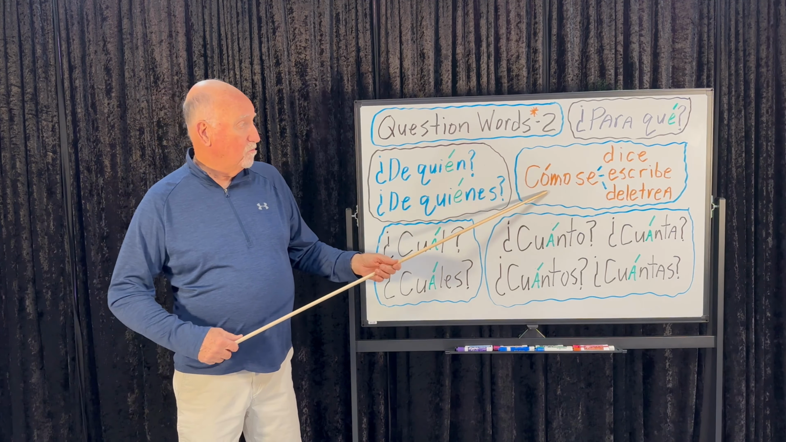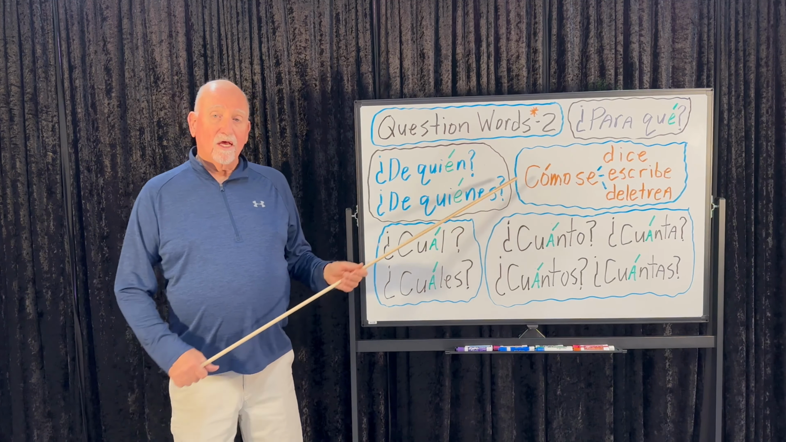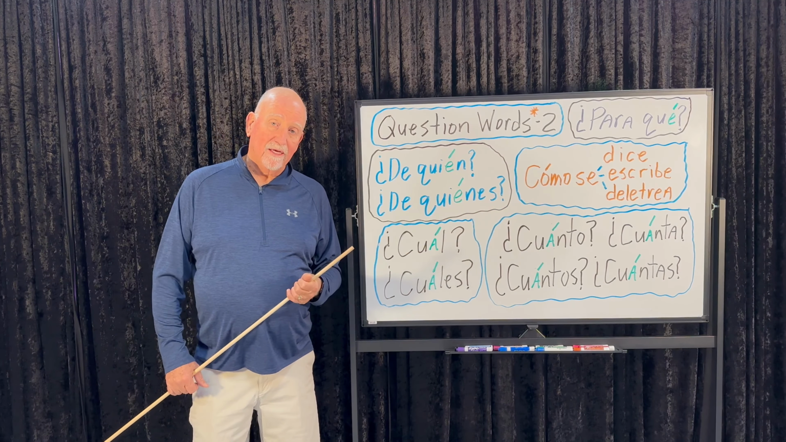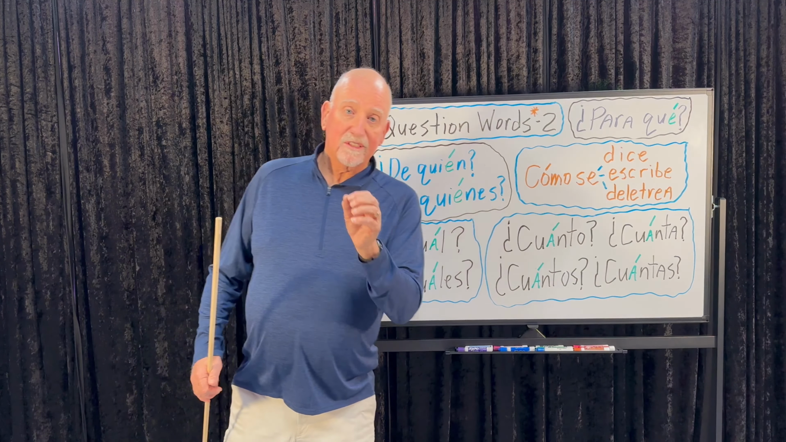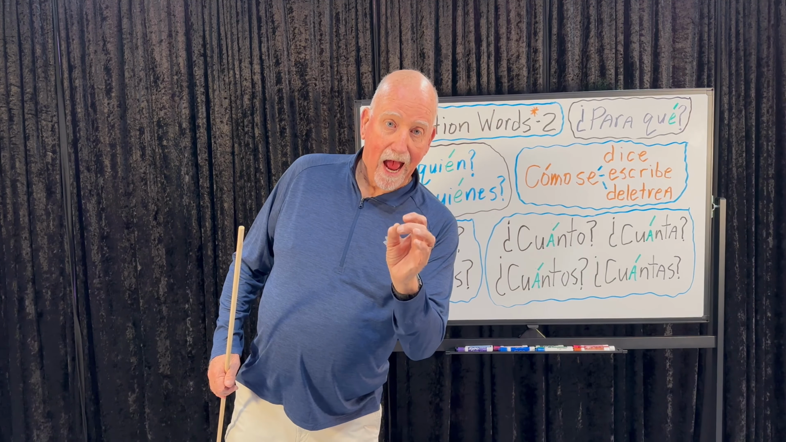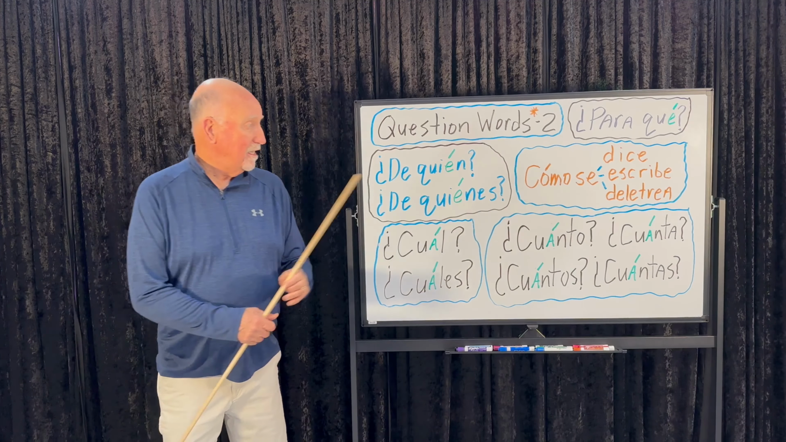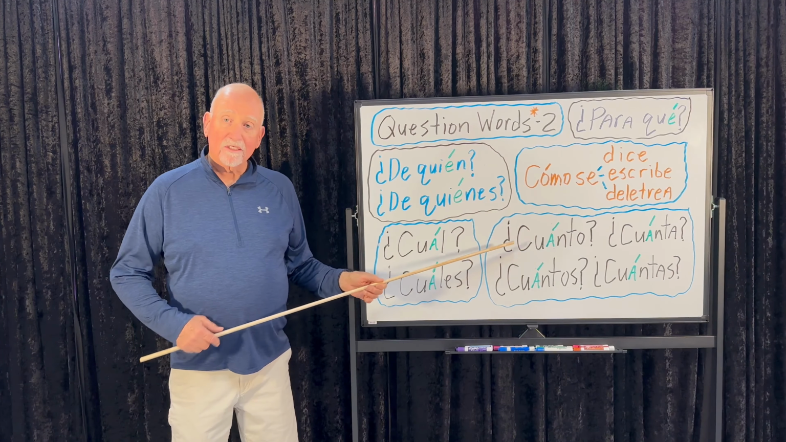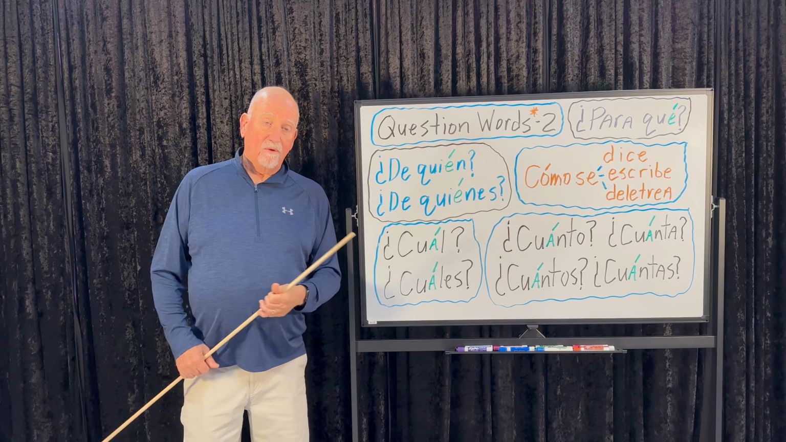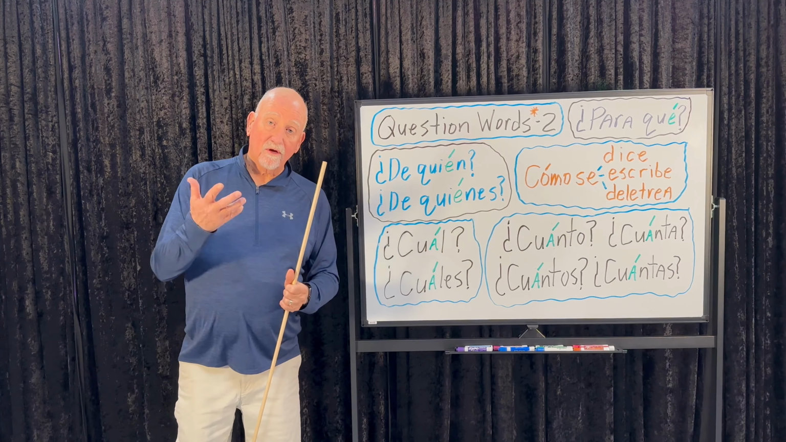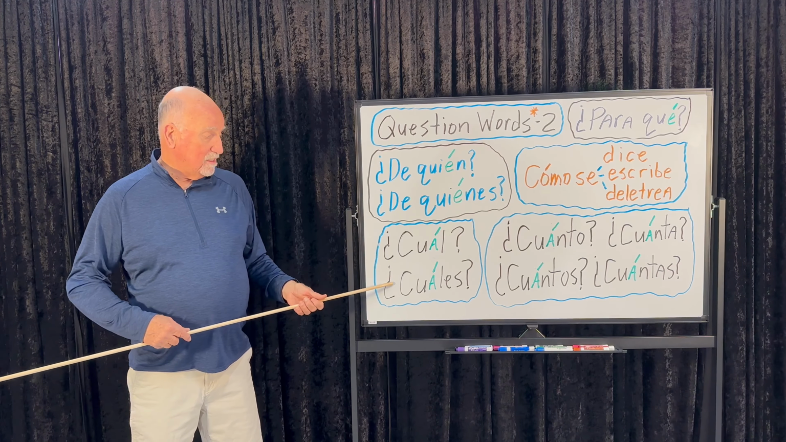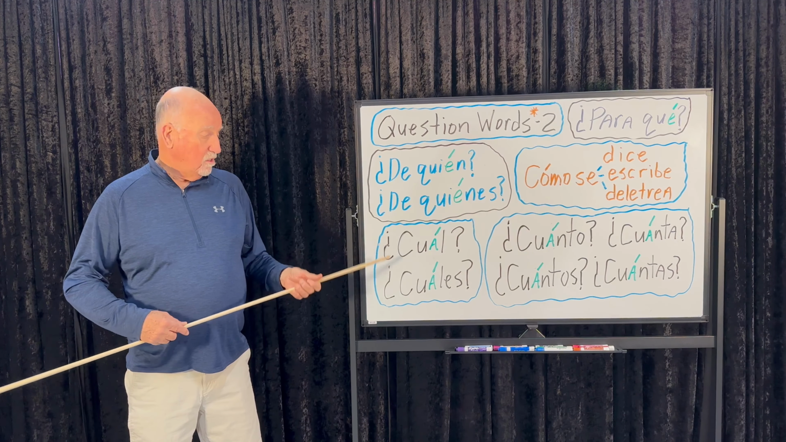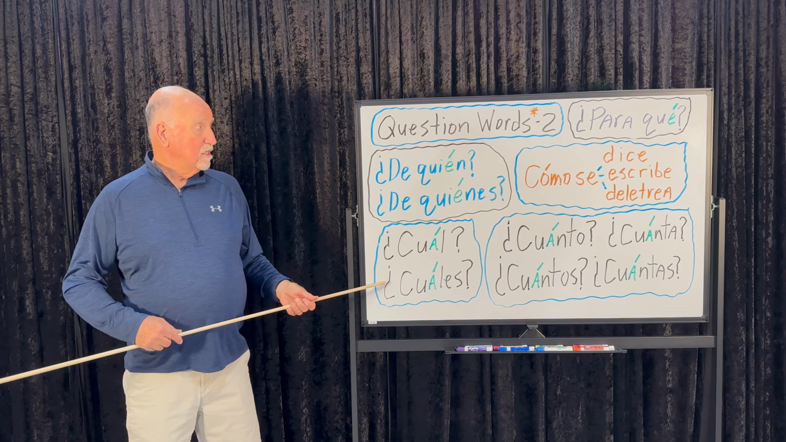¿De quién or de quiénes? Whose? ¿Cómo se dice? How do you say it? ¿Cómo se escribe? How do you write it? And ¿cómo se deletrea? How do you spell it? We have how much? ¿Cuánto and cuánta? We have how many? ¿Cuántos and cuántas? And we have again, ¿cuál which? ¿Cuál which one? Or ¿cuáles which ones? So there you go.